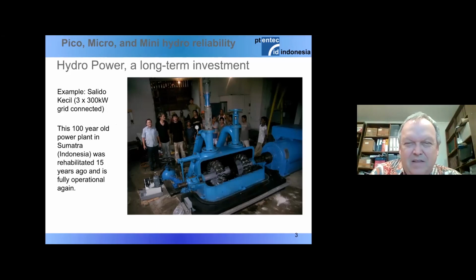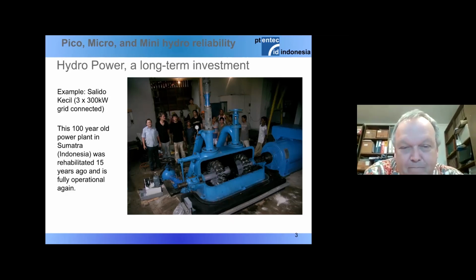In the beginning, this power plant was supplying a gold mine, then a cement factory, then some villages, then an ice factory, and now it's online to produce energy for the national grid. So that's what I call a long-term investment done by people 100 years ago, and we still benefit from it now.